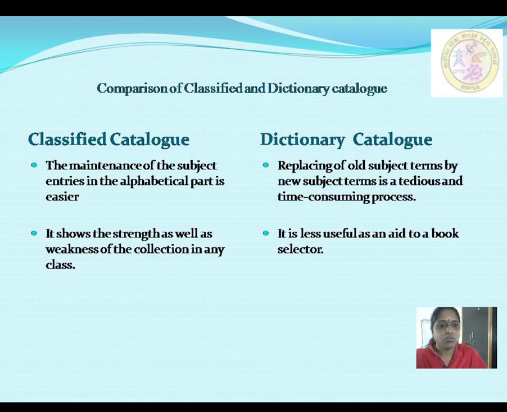Then the next point is the aid to a book selector. Aid to a book selector. Now, who is a book selector? The person or the librarian who is responsible for selection of a book in a library.